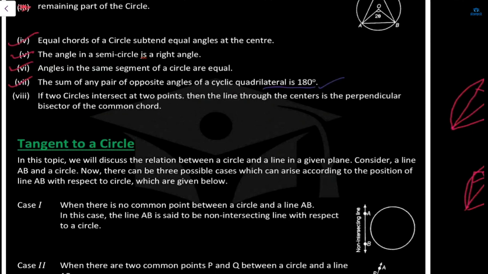Okay. If two circles intersect at any two points, then the line through the centers is the perpendicular bisector of the common chord.